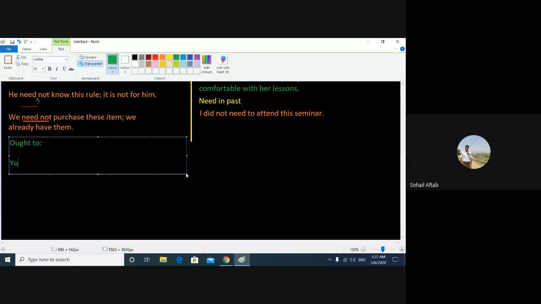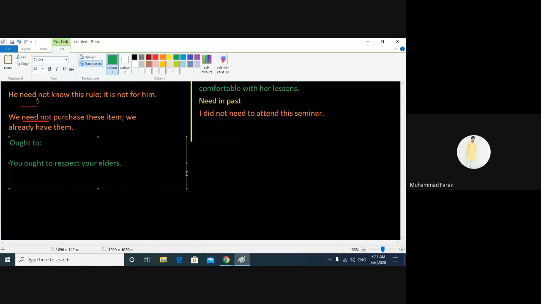Like you ought to respect your elders, or you ought to follow religious codes. Okay. Something which is obligatory and it has more emphasis than should. You can use ought to for it. Okay.